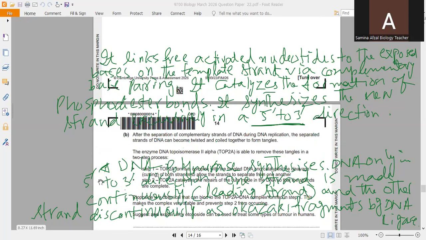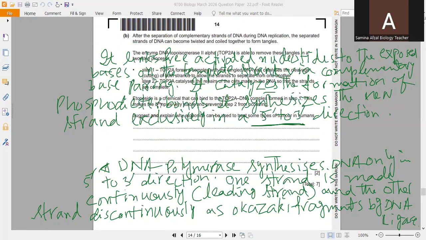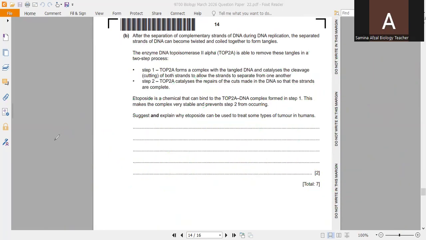Now the next is part B. After the separation of complementary strands of DNA during DNA replication, the separated strands of DNA can become twisted and coiled together to form tangles. The enzyme DNA topoisomerase alpha 2 alpha is able to remove these tangles in a two-step process.